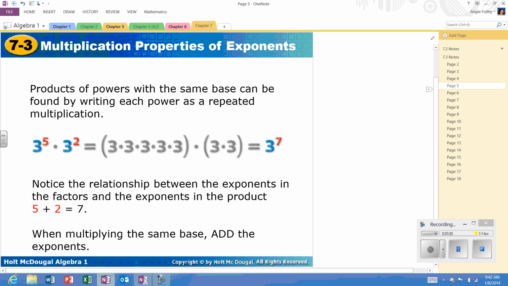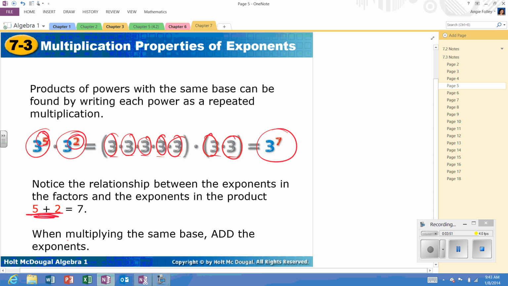Okay, so products of powers with the same base can be found by writing each power as a repeated multiplication. So for example, 3 to the 5th can be written as 3 times 3 times 3 times 3 times 3. 3 to the 2nd can be written as 3 times 3. So if you count, we've got a total of 7 3's here. So we can rewrite this as 3 to the 7th. Notice that the relationship between the exponents and the factors is that we're adding the exponents together. So if you see the same base multiplied together, you are to add the exponents.